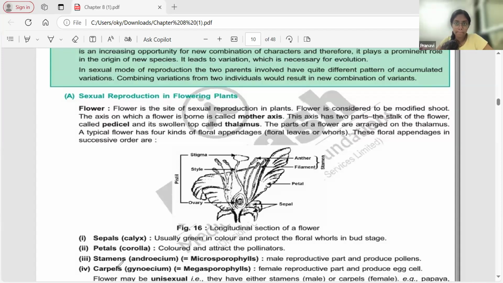Yes, ma'am, done. See what is given about the flower.